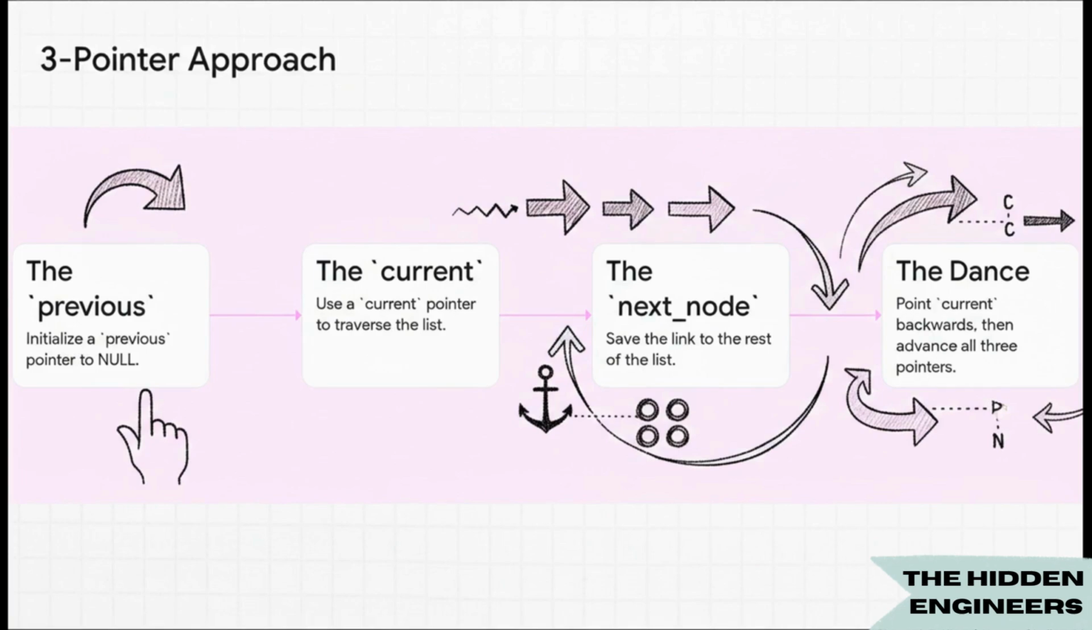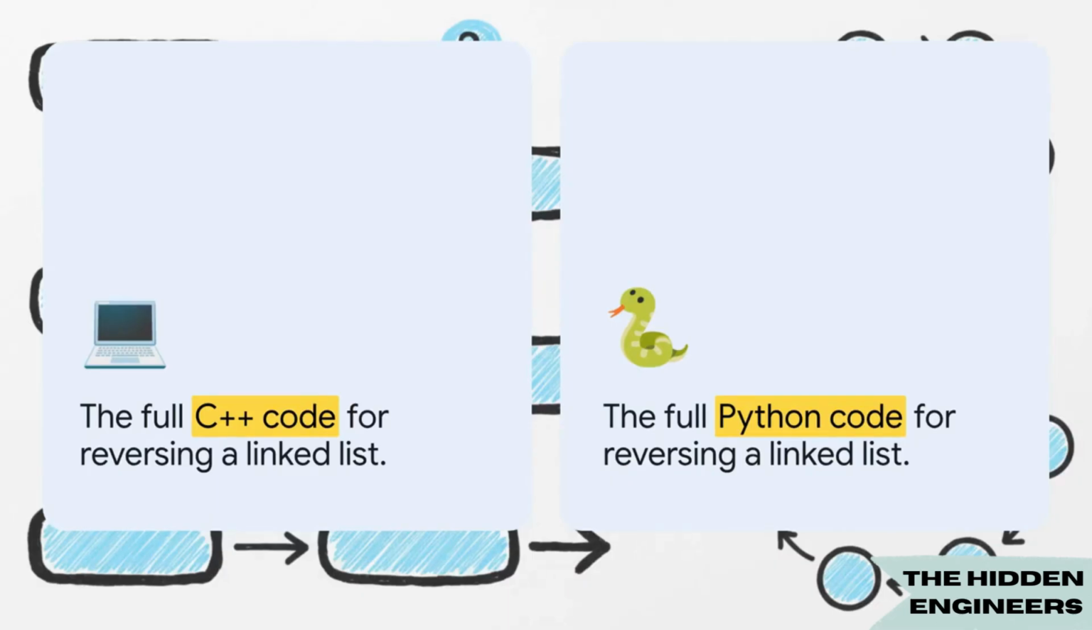That's the whole move. And this is what that logic looks like when you turn it into actual code. Check it out. On the left, we've got the C++ version, and on the right, Python. You can literally see our 3 dancers, prev, cur, and that crucial bookmark, the next node. That while loop, that's the dance routine we just walked through. You save your spot, reverse the pointer, and then move everyone forward one step. It's just so clean and efficient.